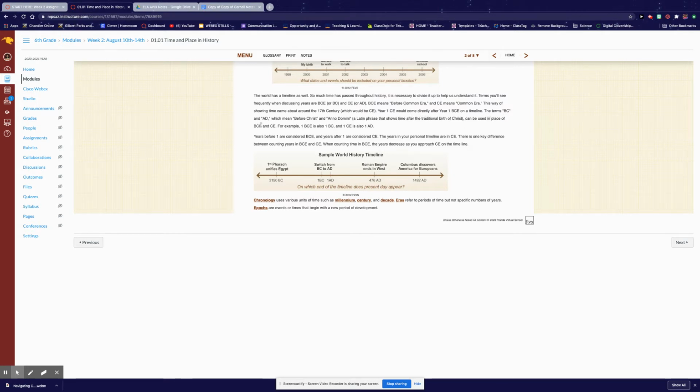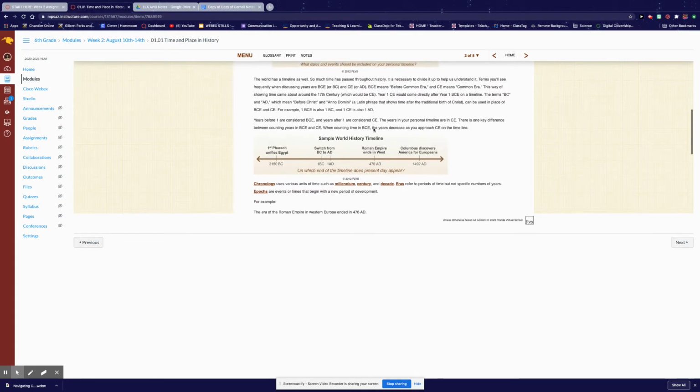The terms BC and AD, which means before Christ, and Anno Domini, a Latin phrase that shows time after the traditional birth of Christ, can be used in place of BCE and CE. So for example, 1 BCE is also known as 1 BC, and 1 CE is also known as 1 AD. Years before 1 are considered BCE, and years after 1 are considered CE. The years in your personal timeline are in the Common Era.